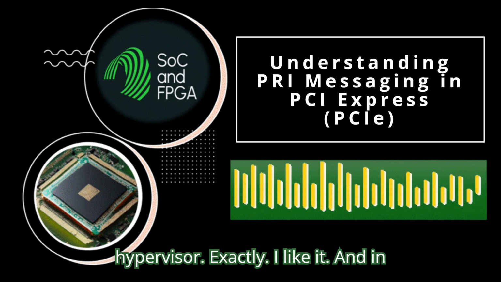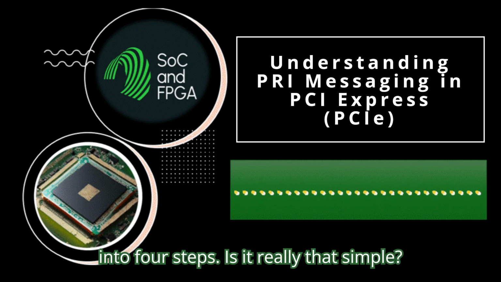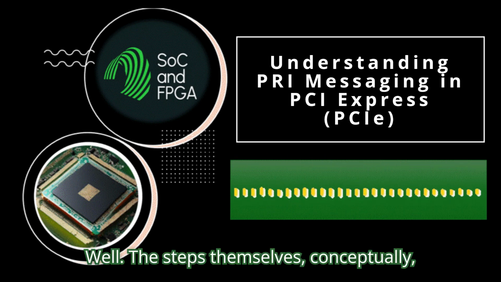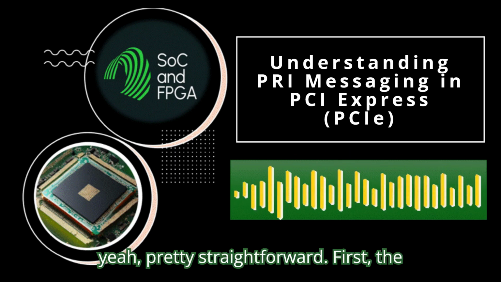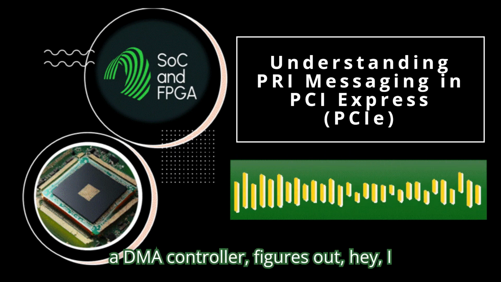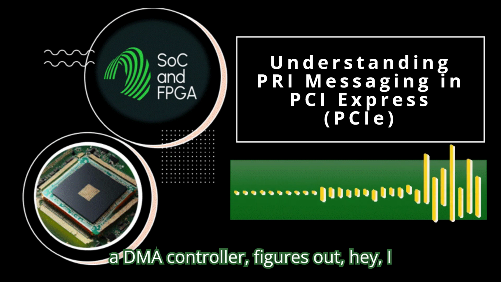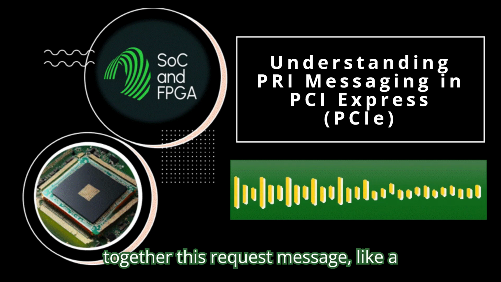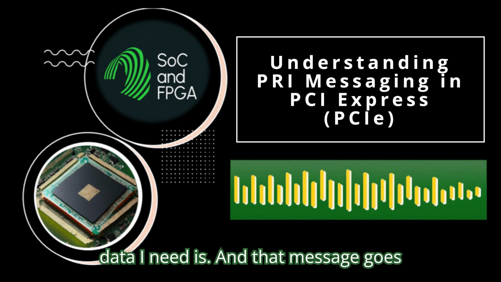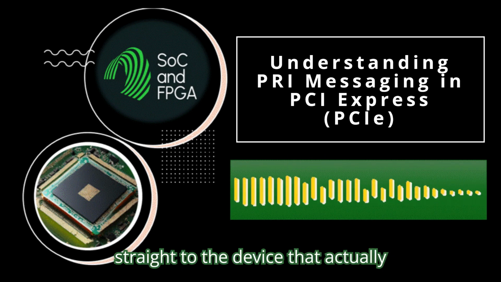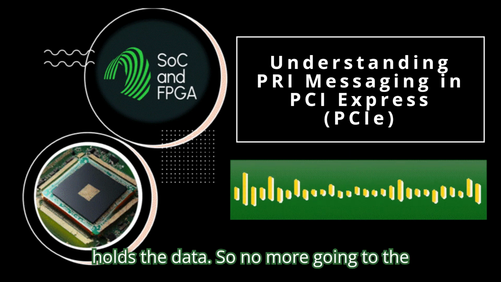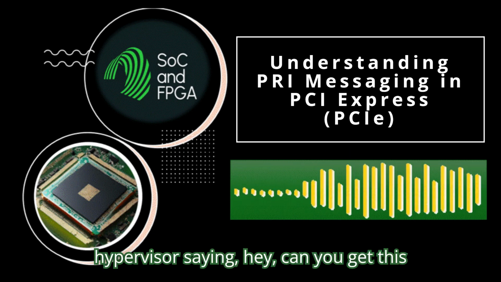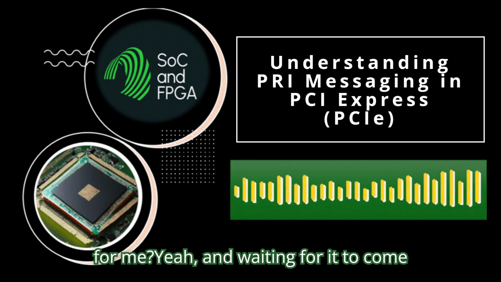Exactly. I like it. And in the research you sent, they break it down into four steps. Is it really that simple? Well, the steps themselves, conceptually, are pretty straightforward. First, the virtual machine uses something called a DMA controller and figures out, hey, I need this specific data. Then it puts together a request message, like a little package, saying here's where the data I need is, and that message goes straight to the device that actually holds the data. So no more going to the hypervisor saying, hey, can you get this for me? And waiting for it to come back.